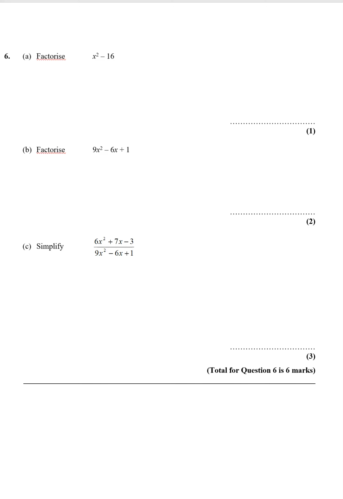Question 6, factorise, and that is the difference of two squares. So nice and straightforward, x minus 4, x plus 4.